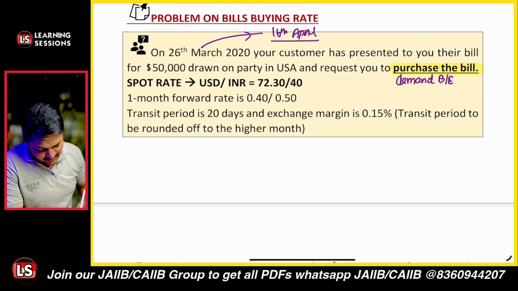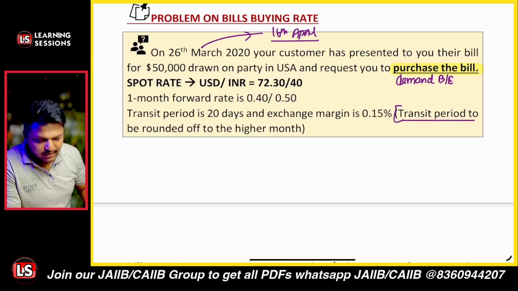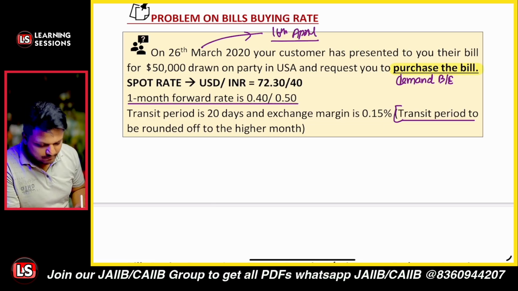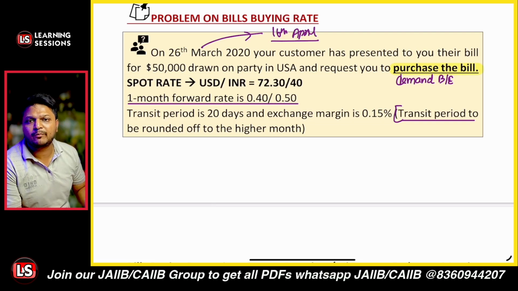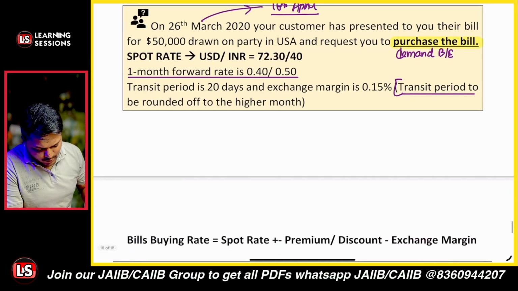And it says that the transit period is to be rounded off to the higher month. So it is greater than 15, so it will be rounded off to the month of April. It means 1 month forward rate will be applicable. Getting this particular point? Okay. It's actually the same funda that I told you in the previous question also, so I'm just telling you again.